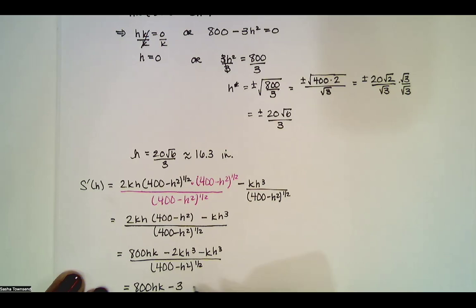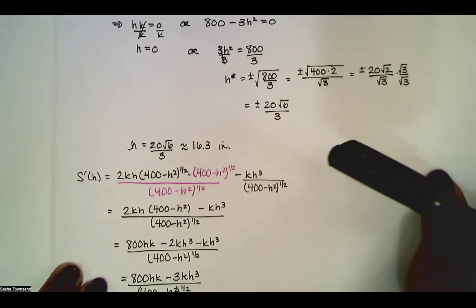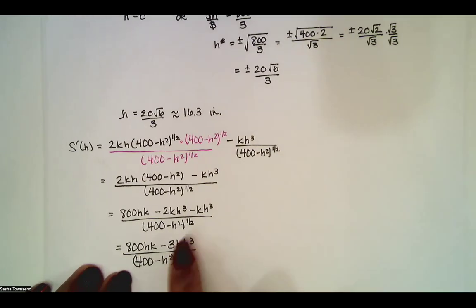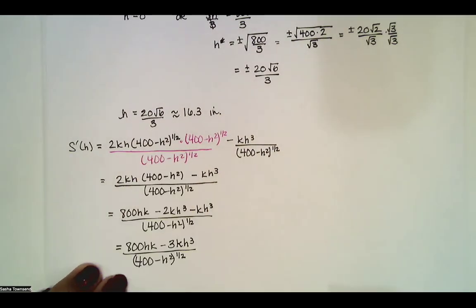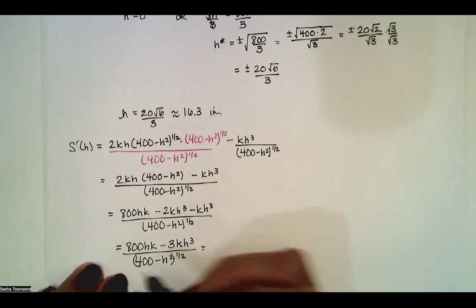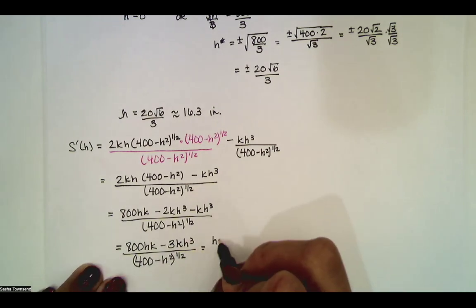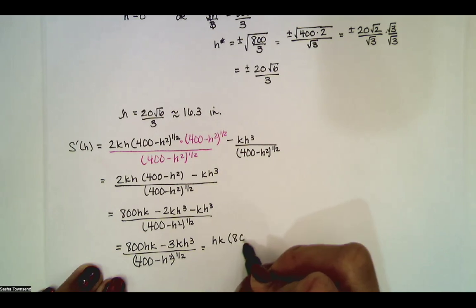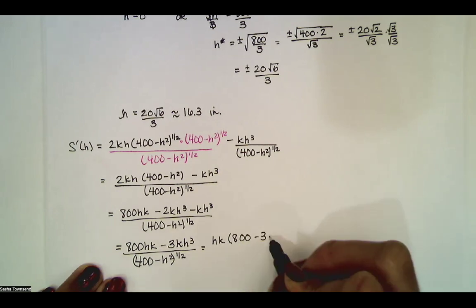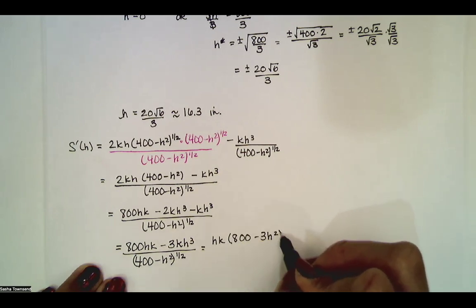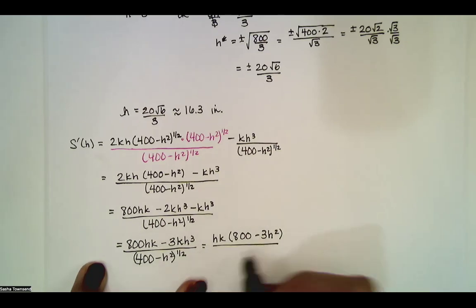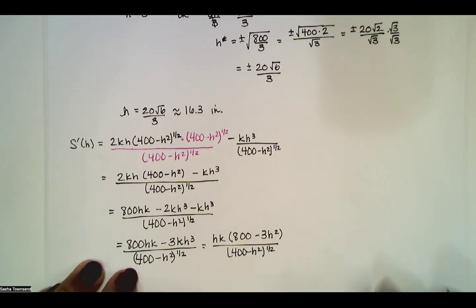And that's going to give us minus 3kh cubed divided by (400 minus h squared) to the 1/2 power. We know that that equals 0 when h equals this value. We want to factor that if possible. We can factor out the hk, and then we had 800 minus 3h squared here, all divided by this (400 minus h squared) to the 1/2.